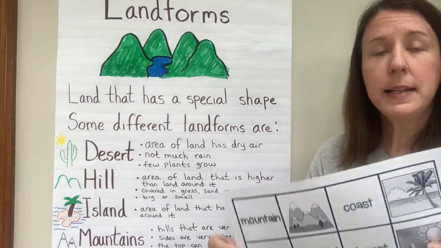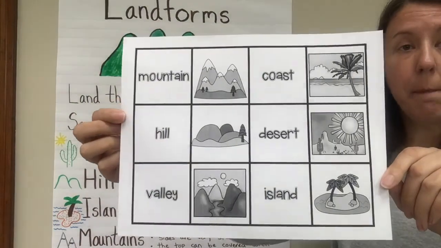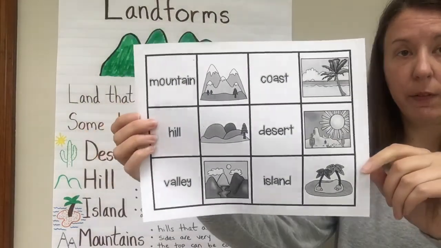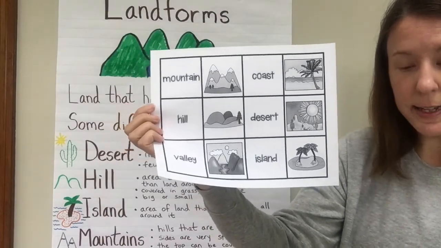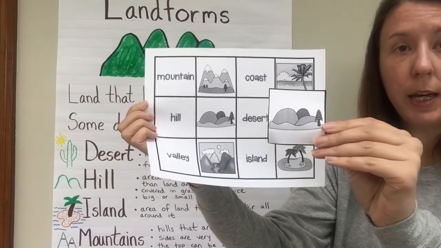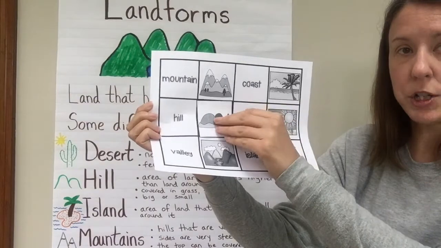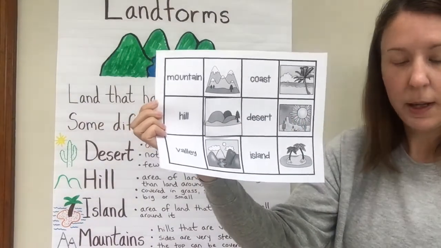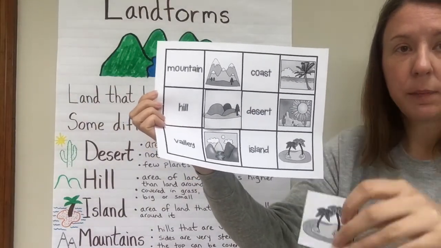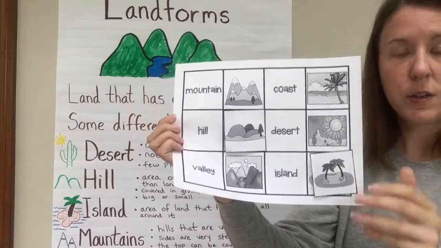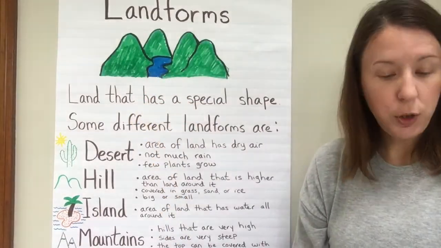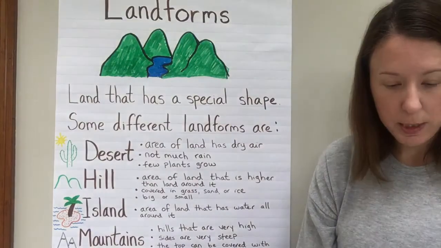Another way is that you can have your learner match identical pictures of the landforms. So you'll give them a bingo card like this, and you'll say, match hill, and they'll match the hill. Match island, and they'll match the island. So that's a really great matching activity, and you can do that with the bingo cards.